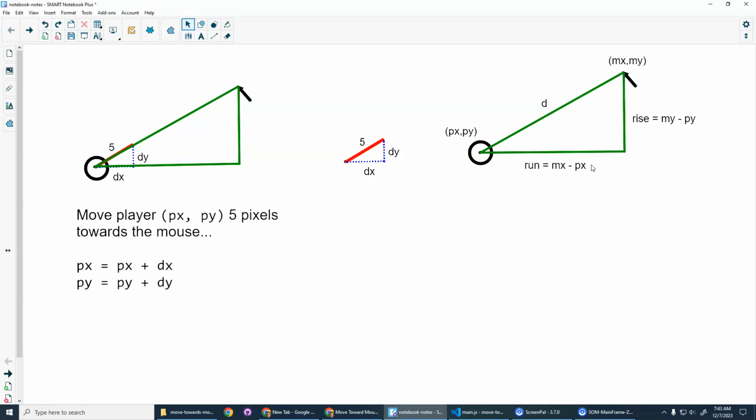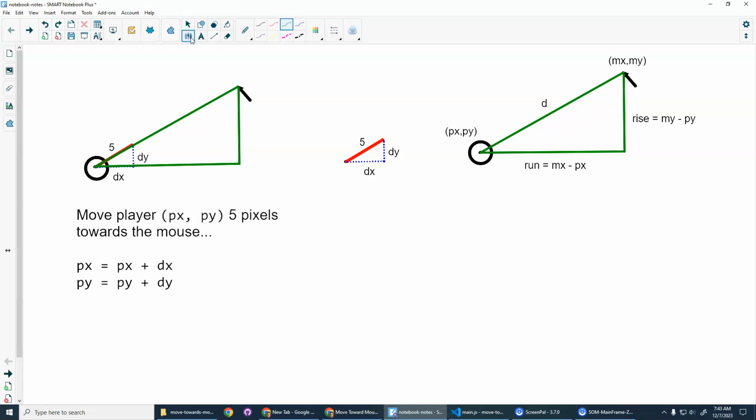This is the rise, the difference between the y value of the mouse and the y value of the player is the rise. And once you have the run and the rise, you can use Pythagoras' theorem to calculate the distance. So we can calculate all 3 sides of this triangle. And that's really helpful because the small triangle and the big triangle are similar triangles, right? They have the same angles, okay? So the ratios of the sides should equal each other.